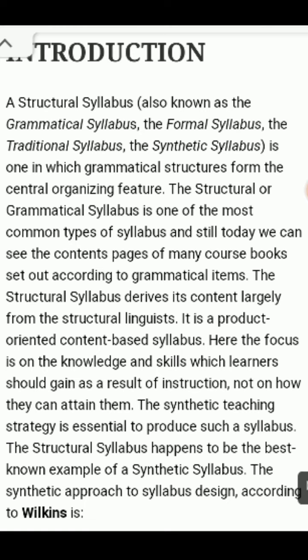Now we are going to study different types of syllabi. One amongst them is a structural syllabus. Now please pay attention to it as to what a structural syllabus is. A structural syllabus, also known as grammatical syllabus, the formal syllabus, the traditional syllabus, and the synthetic syllabus. These are some other terms or names used to refer to the structural syllabus.